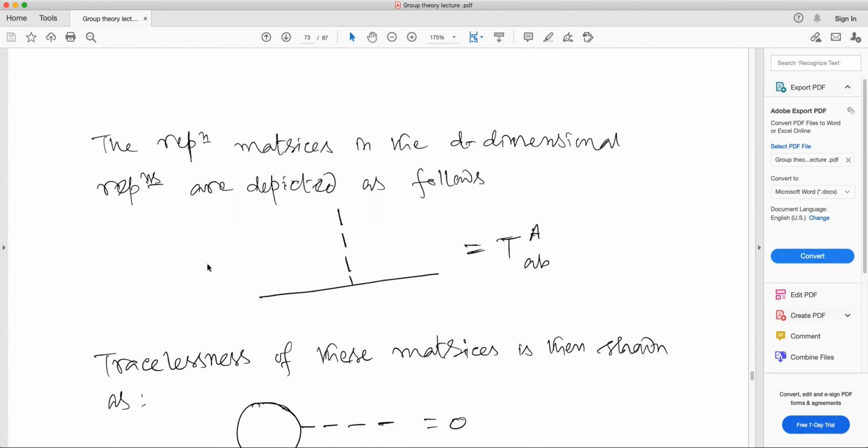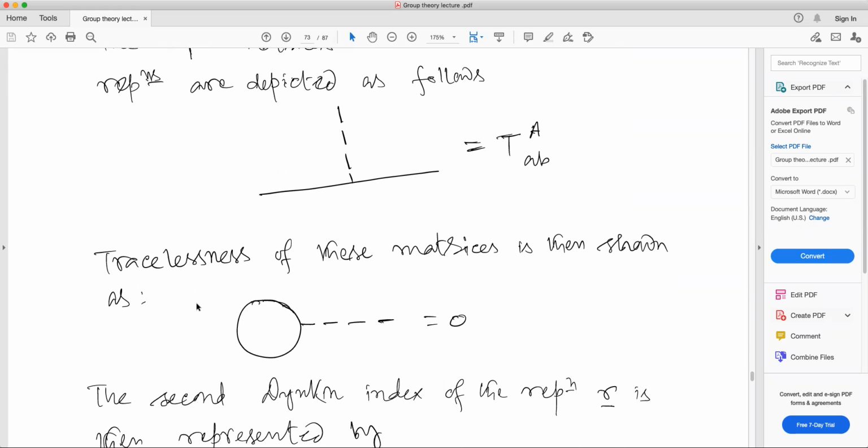The representation matrices in the d-dimensional representation are depicted as follows. We have a solid line and a dotted line. This is like (T^A)_ab. You can see that for the small indices you have a solid line, and the A is a dotted line, which is the adjoint one. Now the tracelessness of these matrices is shown as a circle with a dotted line, and this is equal to 0.